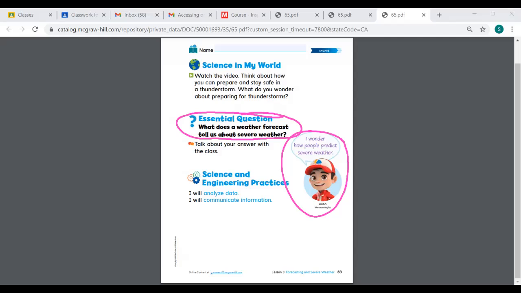Well, we know a meteorologist studies weather and weather conditions. What does a meteorologist do when severe weather is coming? A meteorologist predicts severe weather and warns people about it so they can stay safe. How is a meteorologist related to a weather forecast? Well, meteorologists make forecasts and share them so that people can prepare for the weather.